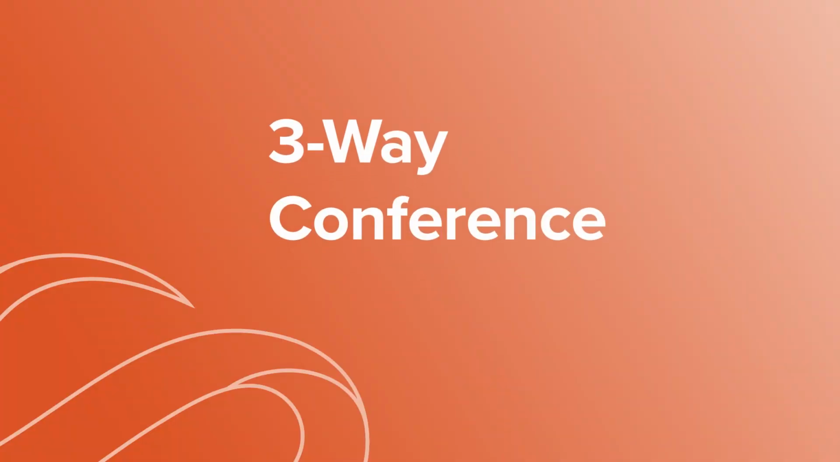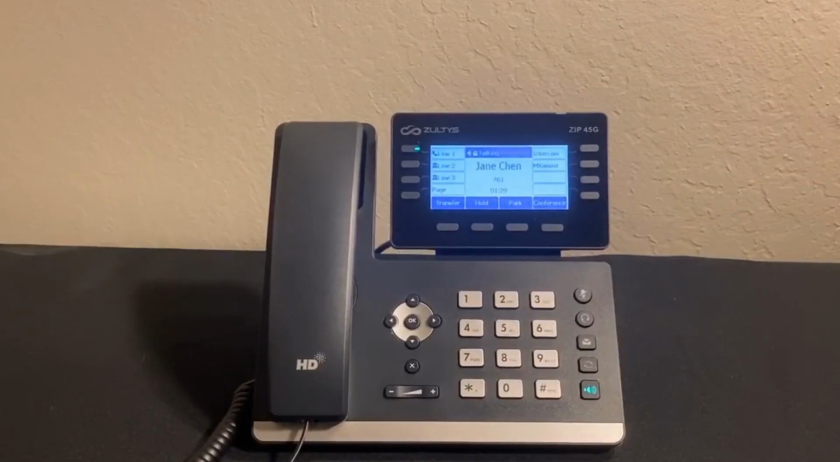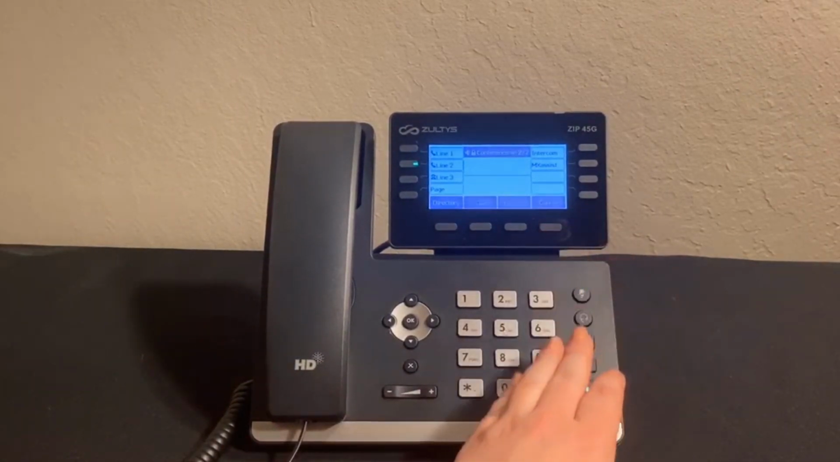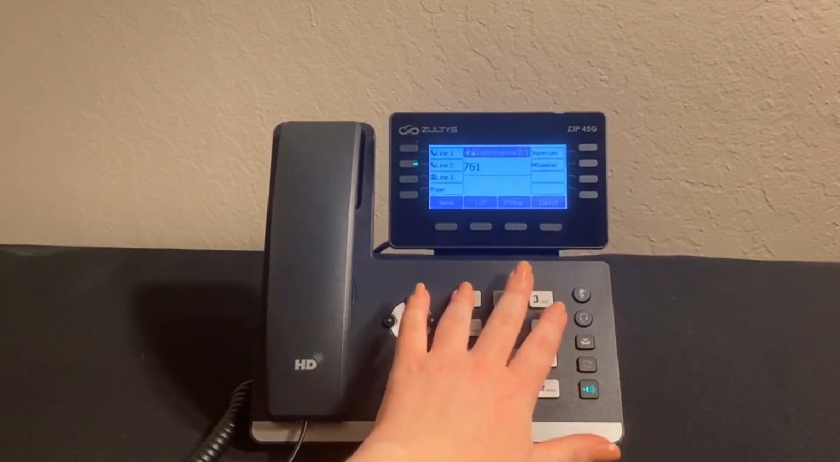Another important feature available from ZIP45G is an easy way to start a 3-person conference. For example, if I need to bring in my manager on a call with a customer, I'll start by placing the call with the customer on hold by pressing the conference soft key. Then, dial my manager's extension and send.